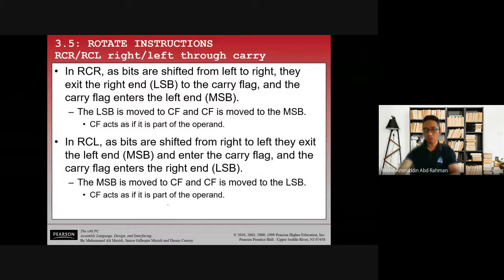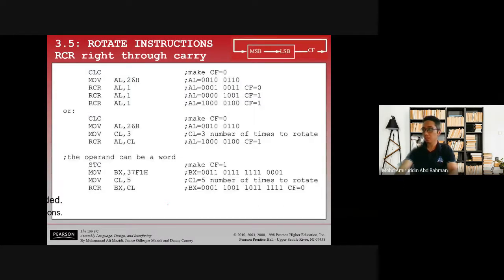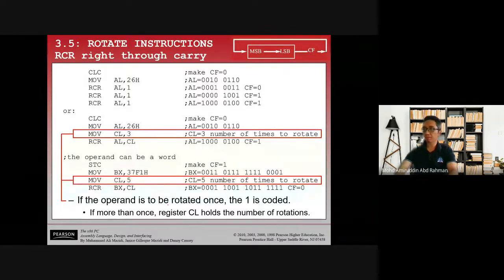It is similar for RCL. The most significant bit exits to the left and enters the CF, and CF replaces the least significant bit of that operand. So let's have a look at an example over here.